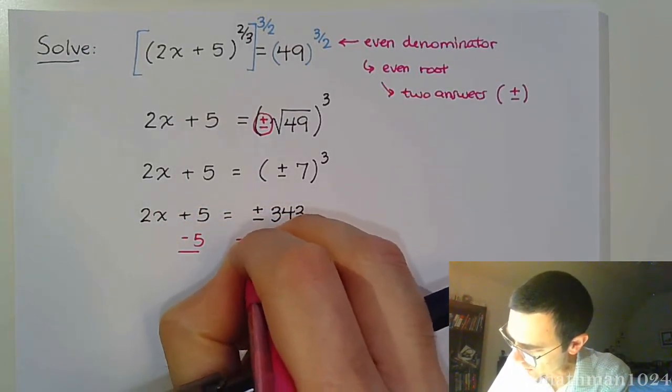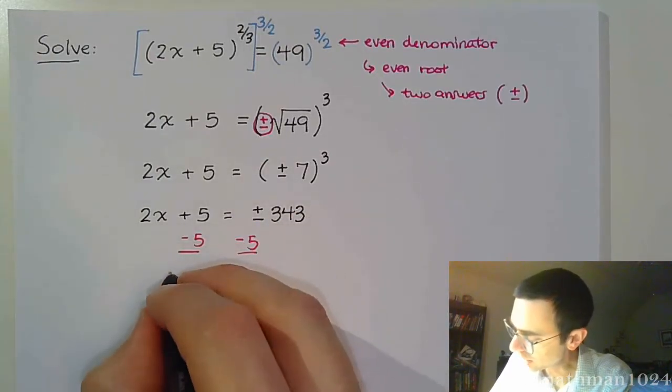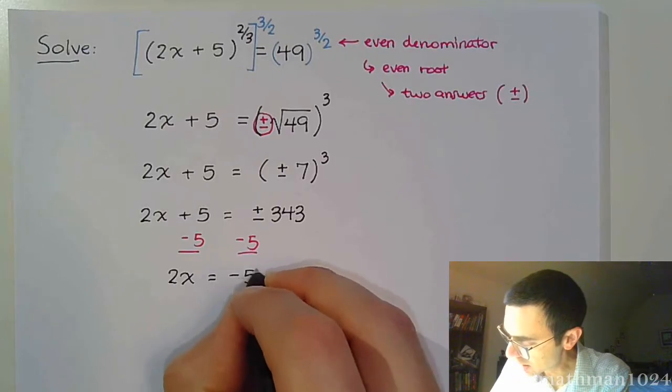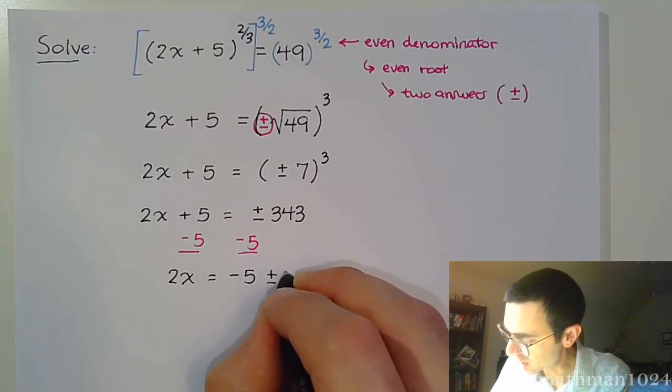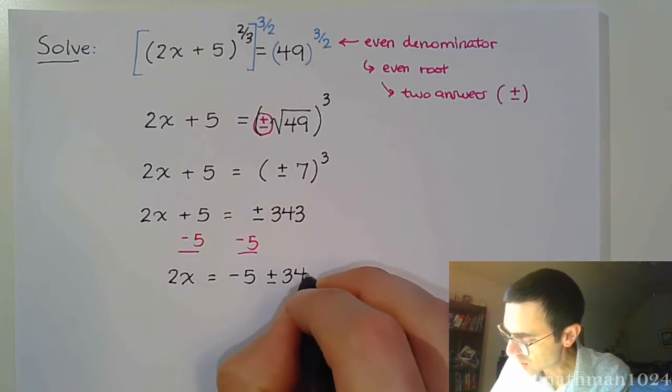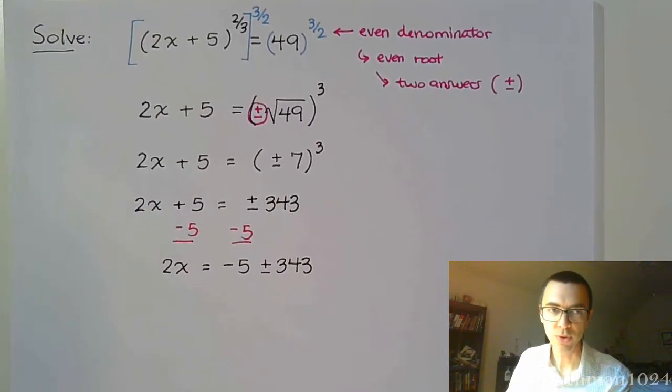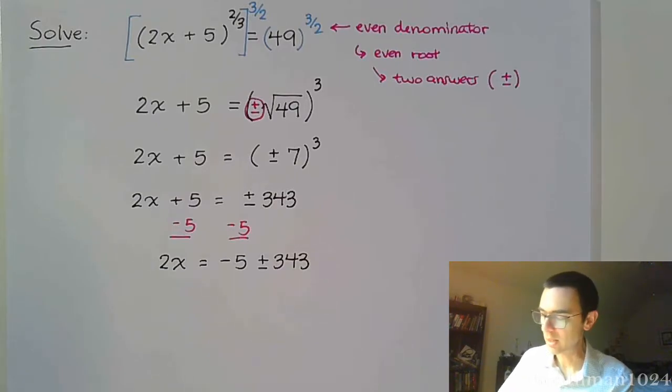All right, so we subtract 5 on both sides. And really at this point, this is a nice linear equation. The only funny business that we have is with the plus or minus. But keep in mind that plus or minus is only connected to the 343, not the 5, not anything else.